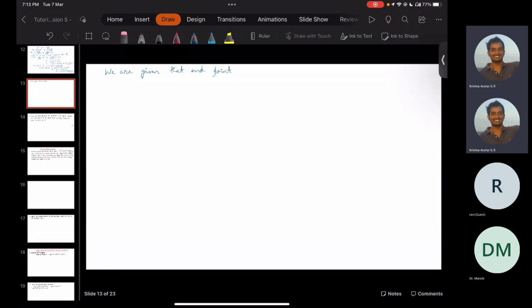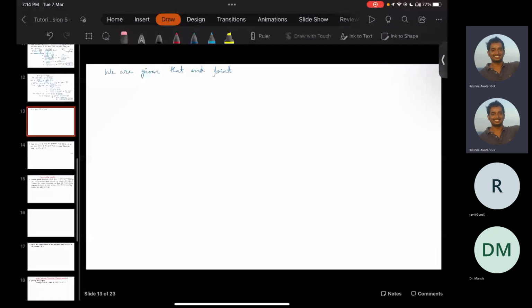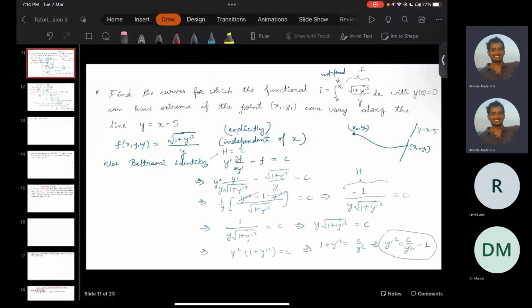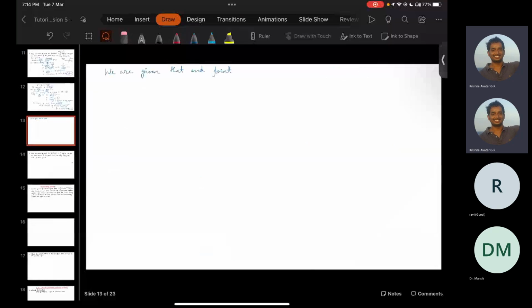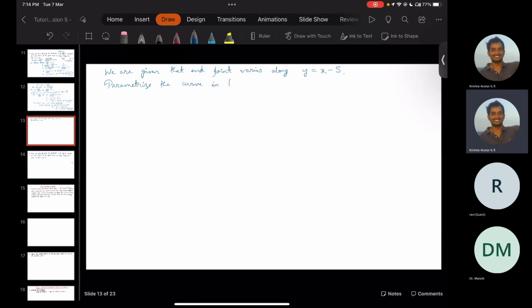Okay, so we are given that the end point, which is x1, y1, can only vary along this line, y is equal to x minus 5. So we are given that the end condition varies along y is equal to x minus 5. So let's just parameterize this curve in terms of some xi.